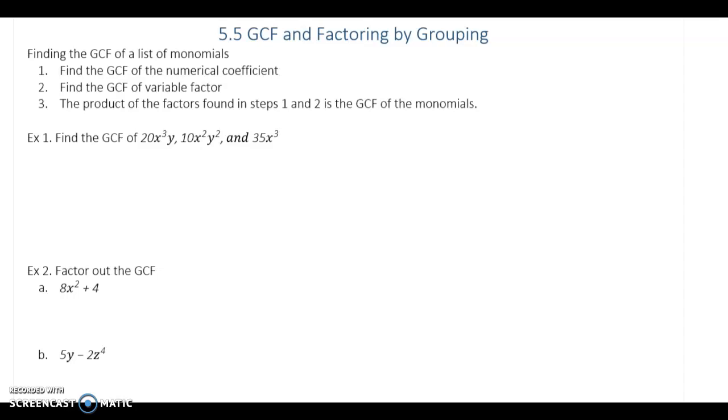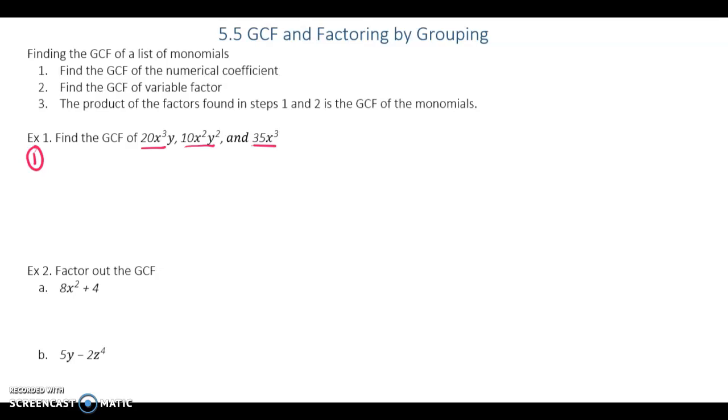Alright, so here we're going to be talking about GCF and factor by grouping. So finding the GCF, which is the greatest common factor of a list. The first thing we're going to do is find the GCF of the numbers, the GCF of each variable, and then we're going to go ahead and multiply those together. So let's start off with the first example, finding the GCF of these three terms here.